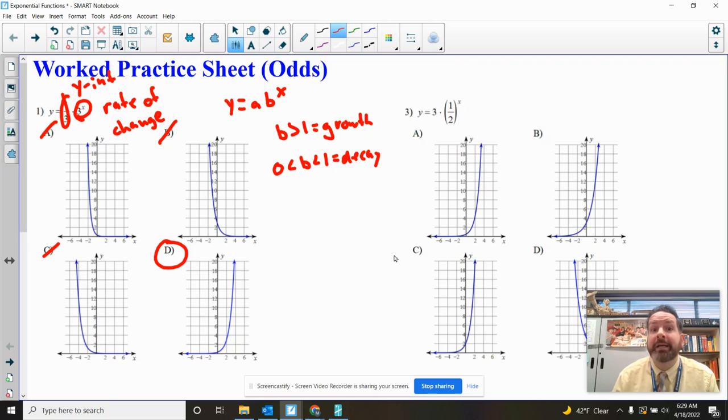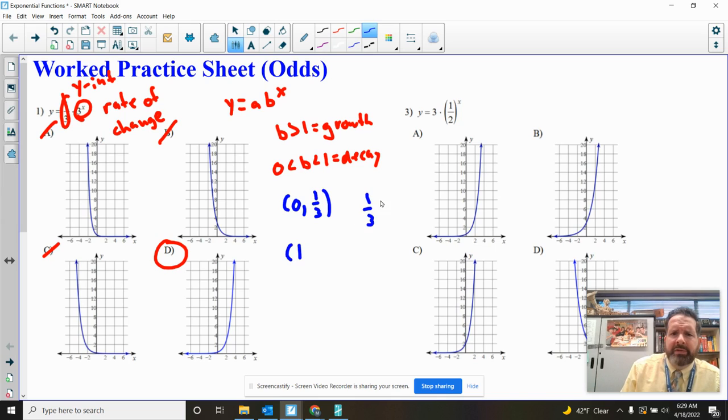Now, not a bad idea just to do a check. So pick a couple of nice ordered pairs. For example, we know (0, 1/3). That's an ordered pair we've already checked. Let's put in a 1 for the x. If I do that, I'm going to have a third times 3 to the first. 3 to the first is just 3. 3 times a third is 1. So my graph should go through the ordered pair (1, 1). Well, (1, 1) would be right about there. Seems reasonable to me.